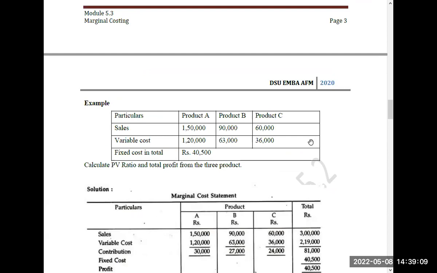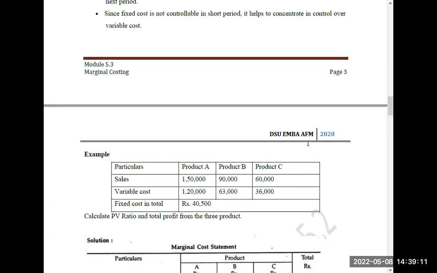Now break even point. Before that, there is one small question you can work out now. There is a company producing three products, A, B, C. The sales of product A is 150,000, product B is 90,000, product C is 60,000. Variable cost is 120,000 for product A, 63,000 for product B, and that of C is 36,000. Calculate PV ratio and total profit.